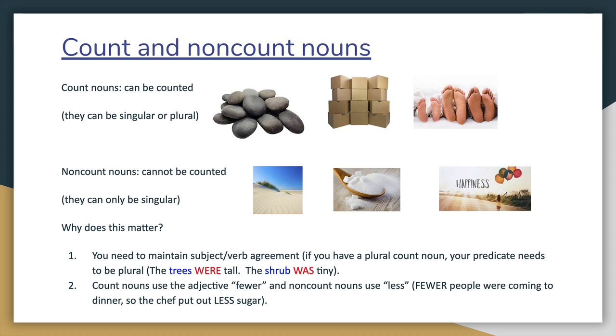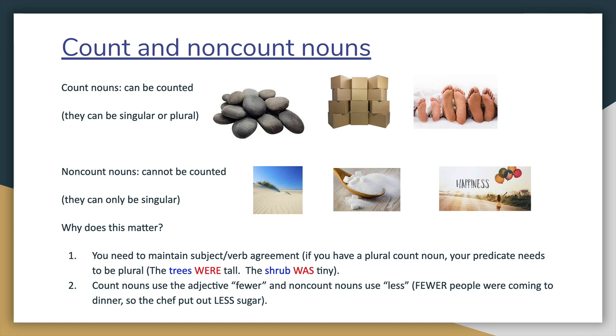The trees were tall. So trees is a plural count noun, and so it needs a plural predicate, were. The next sentence, the shrub was tiny. Shrub there, also a count noun, is a singular count noun, so it takes a singular verb form. And in this case, that's the word was. The shrub was tiny. So you'll need to be aware of your subject and predicate agreement. So you just need to understand if you're using a noun that is plural, you're going to have to pair it with a plural predicate.